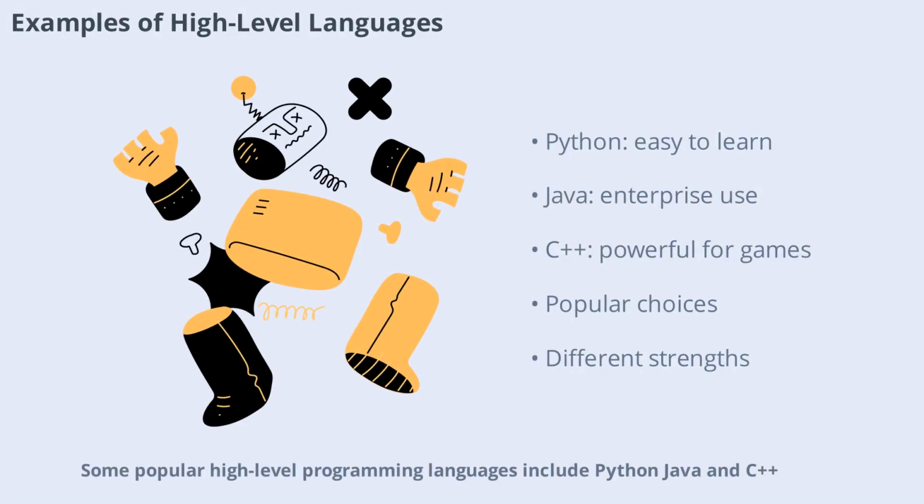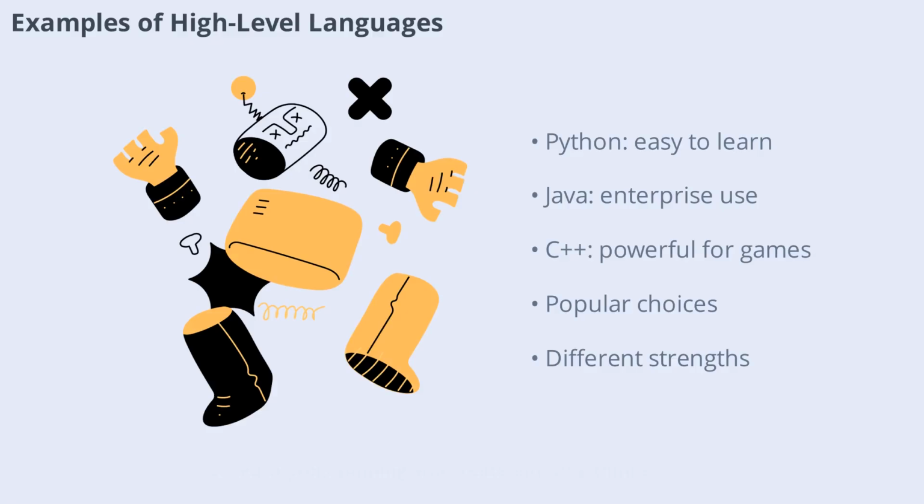Popular high-level programming languages include Python, Java, and C++. Each of these languages has its own strengths and is used for different purposes. For example, Python is known for its simplicity and is great for beginners, while Java is widely used in enterprise applications. C++ is powerful for building games and complex systems. These languages make it easier for people to learn programming and create amazing things.